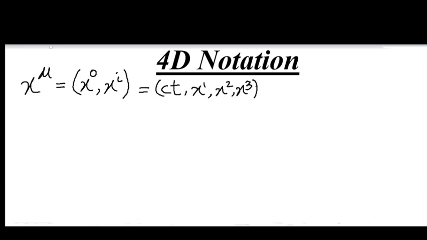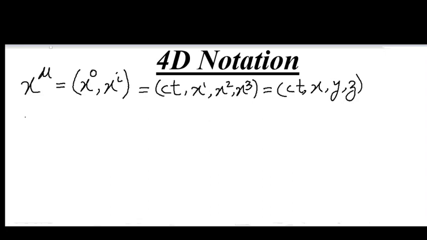Or if we use the Cartesian coordinate system, then this can be written as ct, x^1 is x, x^2 is simply y, and x^3 is z. This is a 4-dimensional vector in Minkowski space-time.